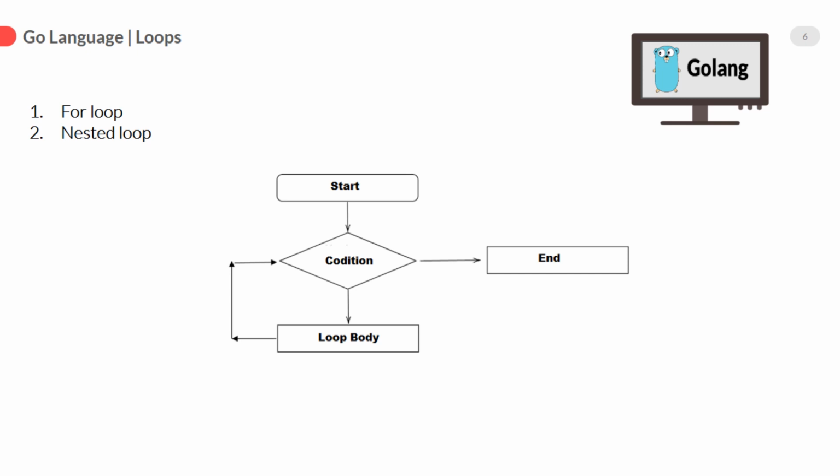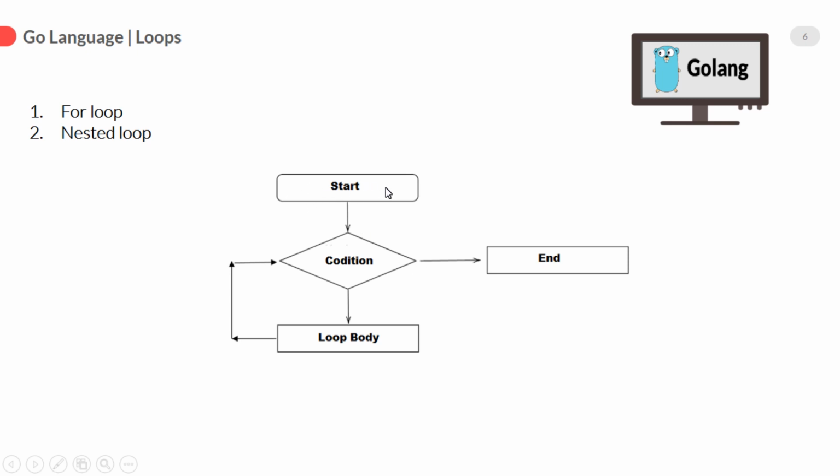A for loop executes a set of statements multiple times. And in a nested loop, there are one or more loops inside a loop. Here is the flowchart.